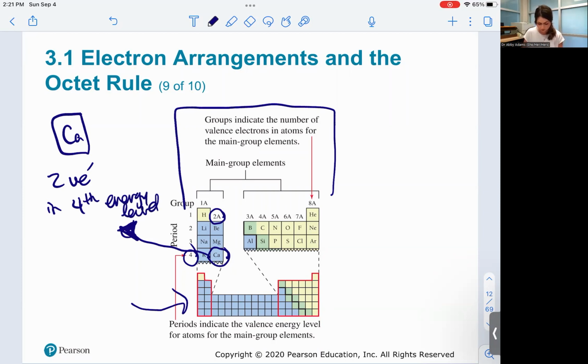All right. So you see that it's pretty powerful. You get all of that information there. All right. So you see that this element is going to be reactive because they haven't filled that 4th energy level. All right. And you know that they want to fill that energy level. They want to be stable. They want to be complete.